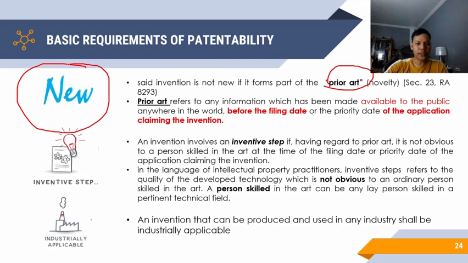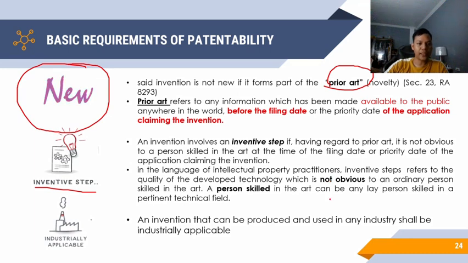That is why it is important, as I mentioned a while ago, that we have this overview of patent search. We will search the prior art of our invention. So it is important that our invention must be novel or new. And also we have the inventive step. An invention involves an inventive step if, having regard to prior art, it is not obvious to a person skilled in the art at the time of the filing date or priority date of the application claiming the invention.